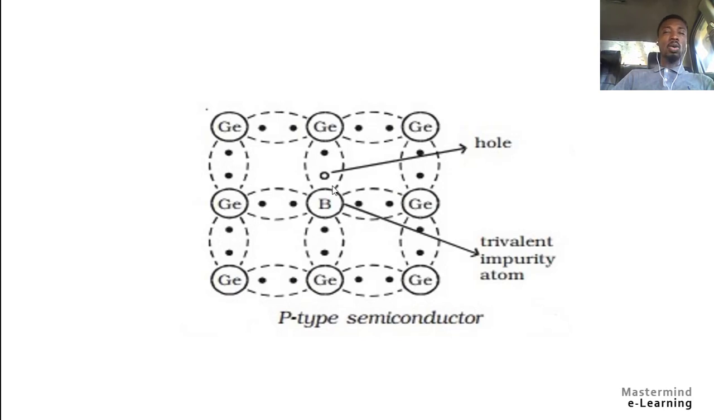And we said that holes are positively charged. And so we are going to have what we call a positive type conductor. The positive there goes to represent the hole, which is positively charged.